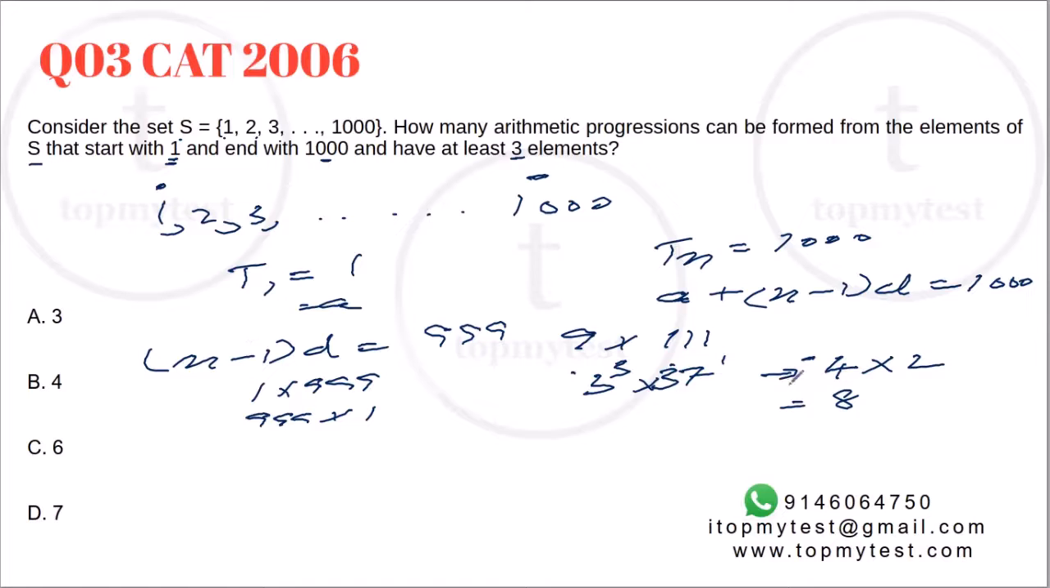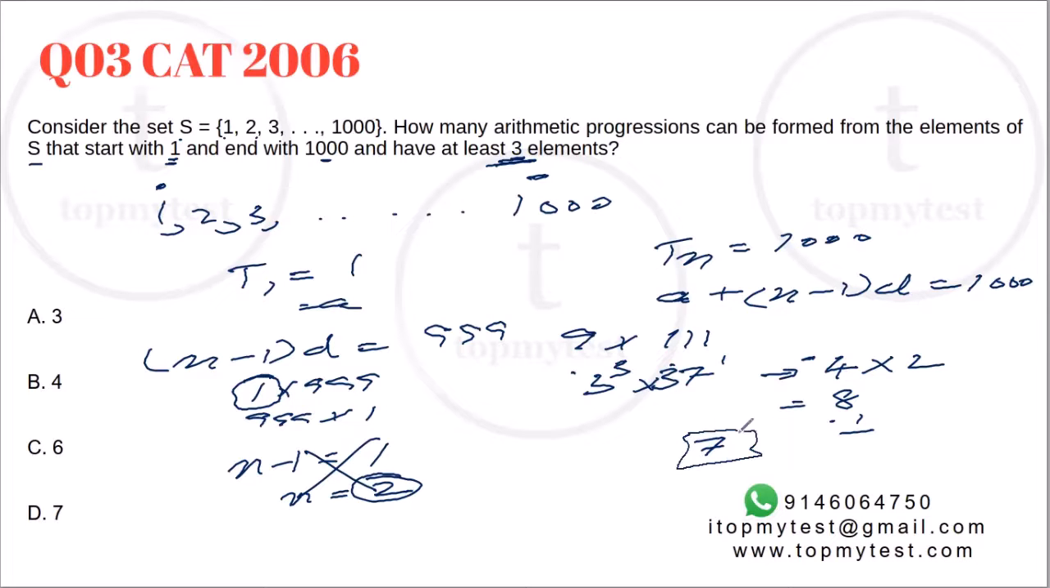So n minus 1 can take any of those 8 values. But it cannot take one of the values. Which value can it not take? It cannot take 1. Why? Because if I put n minus 1 is equal to 1, n will be equal to 2, and you want at least 3 elements. So this scenario cannot exist. So subtract 1 from this. 7 possibilities. Option D will be your correct choice.